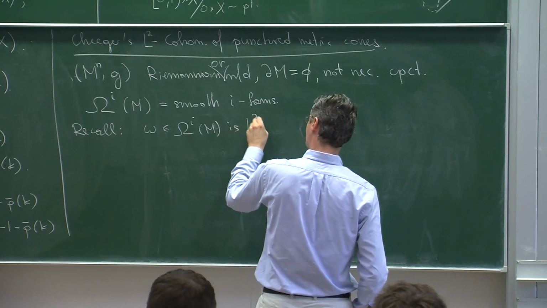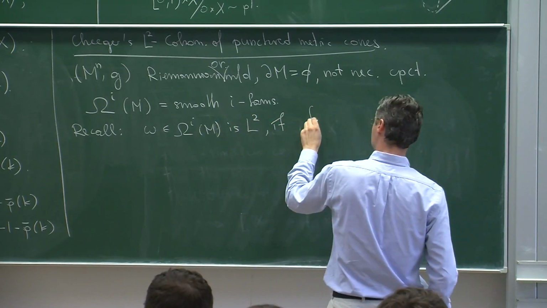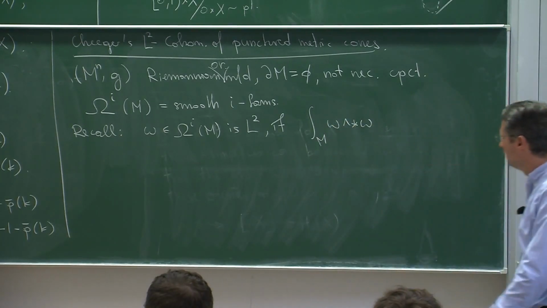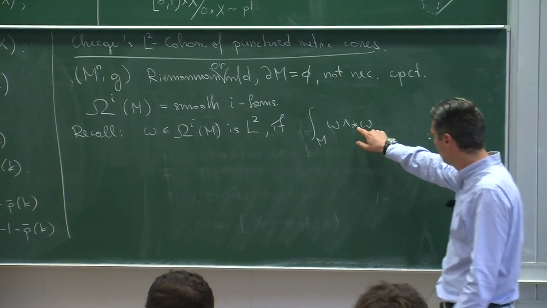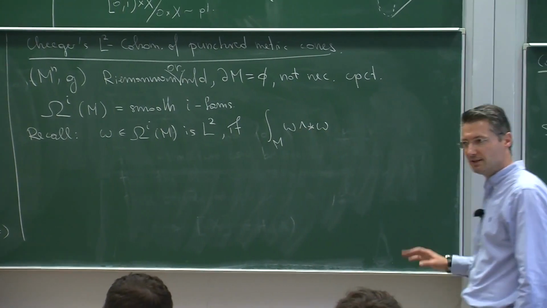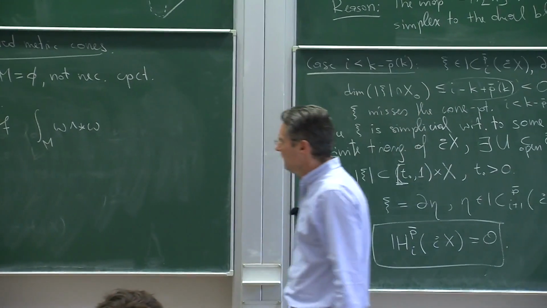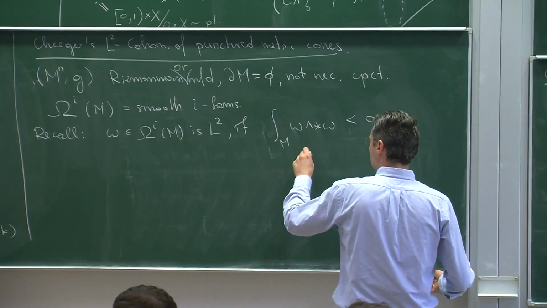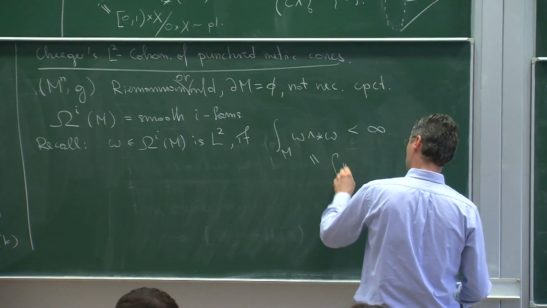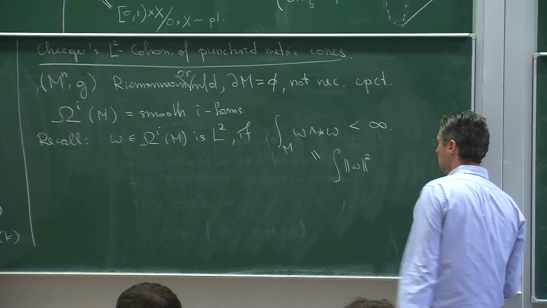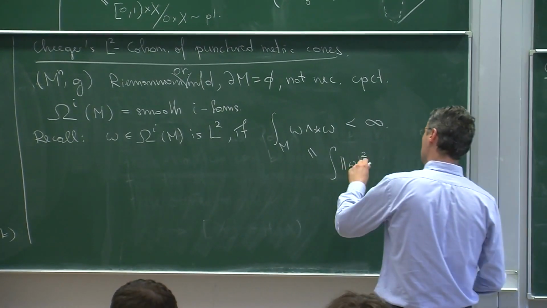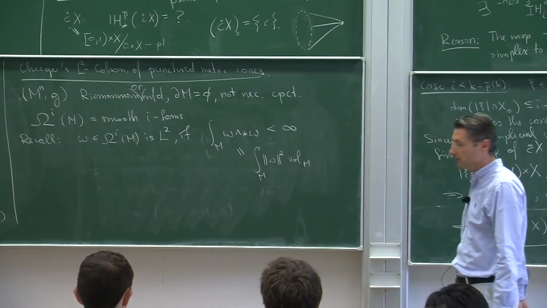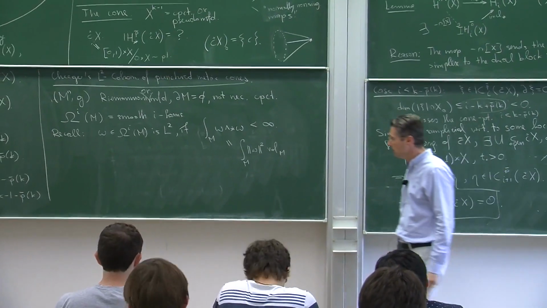is L2 if when you integrate omega wedge star omega, so here this is the Hodge star on M, which we've already discussed in great detail, if this is finite. Or another way to say it is we could look at the norm squared of omega and integrate it against the volume form. It's the same thing. So this should be finite. So then we call it L2.